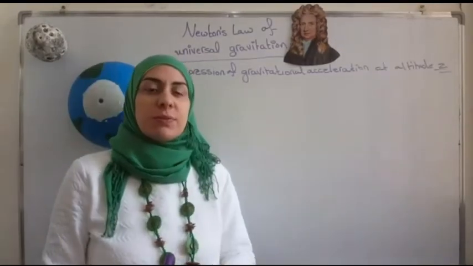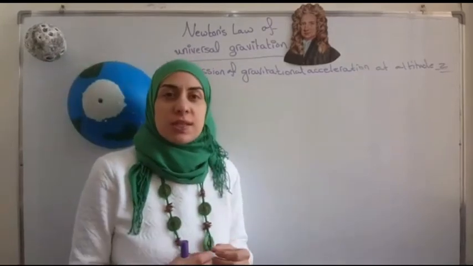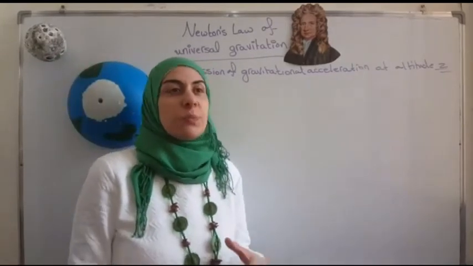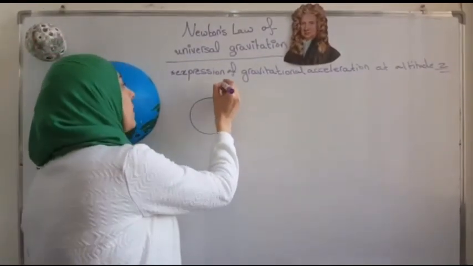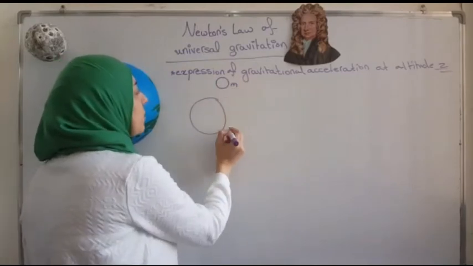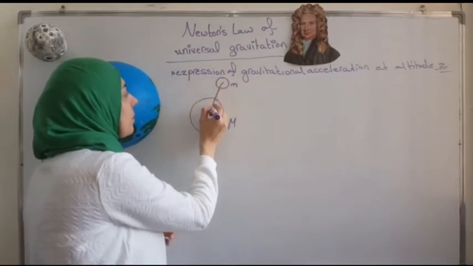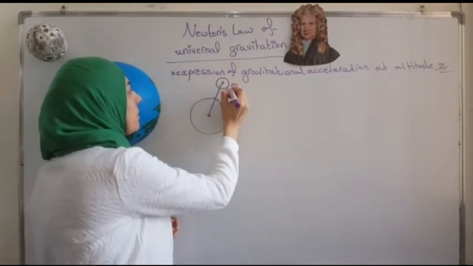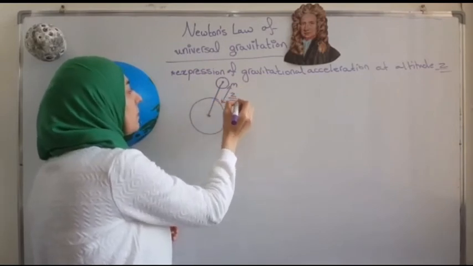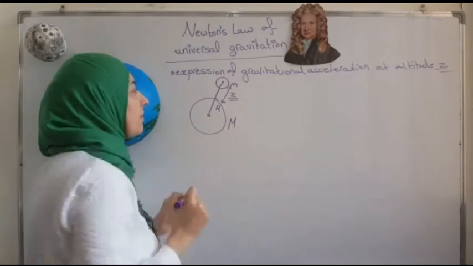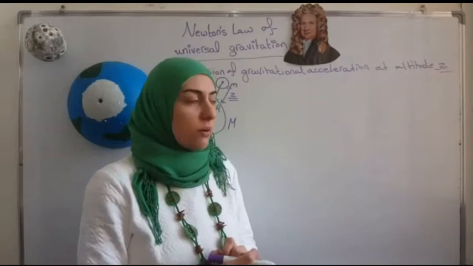Now, by applying Newton's law of universal gravitation, we will find the expression of the gravitational acceleration g_z at an altitude z. So if we have an object like the moon orbiting about the Earth at an altitude z, we have the Earth and the moon. The moon of mass small m and the Earth of mass big M, and this is the moon orbiting about the Earth at an altitude z from the sea level. And this is the radius of the Earth. Now we can neglect the radius of the moon as it is small compared to the radius of the Earth.